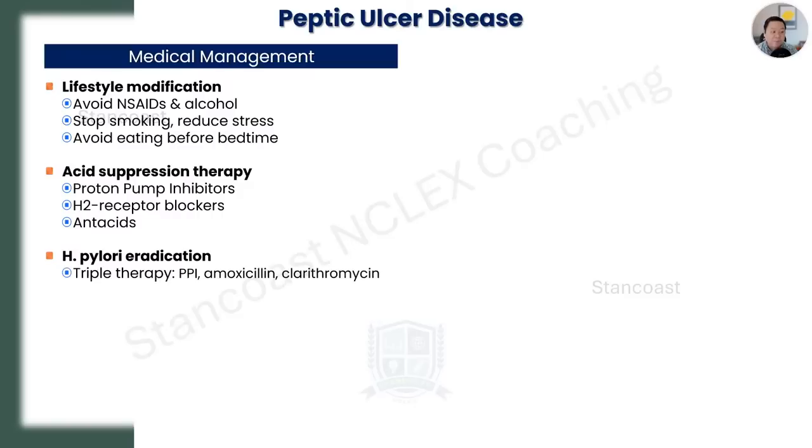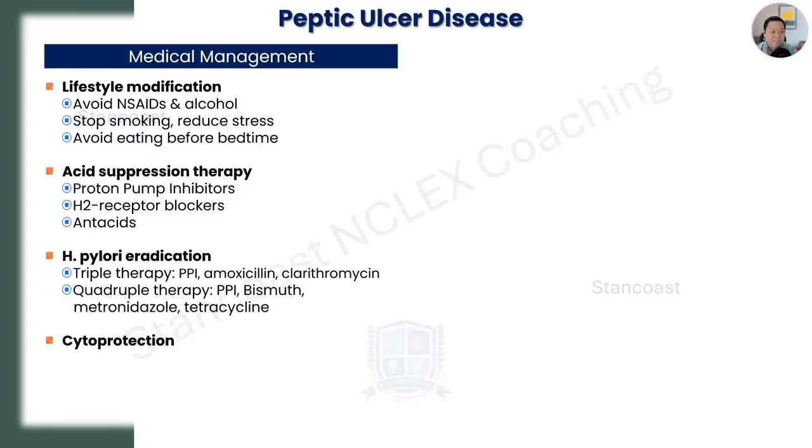Could be through the use of the triple therapy, such as the PPI, amoxicillin, clarithromycin, or the quadruple therapy with the use of the PPI, bismuth, metronidazole, and tetracycline. And also with the cytoprotection, which is going to involve the use of cytoprotective agents, which will enhance mucosal defenses and also protect the stomach lining from injury. And these are your sucralfate and the misoprostol.